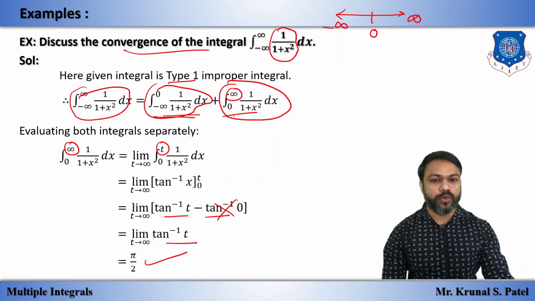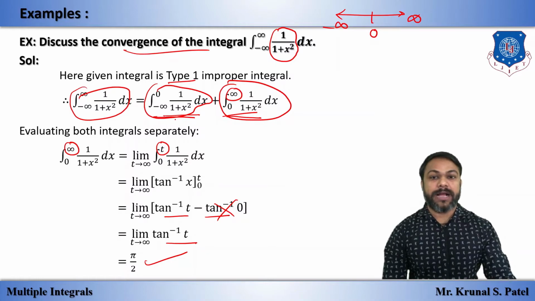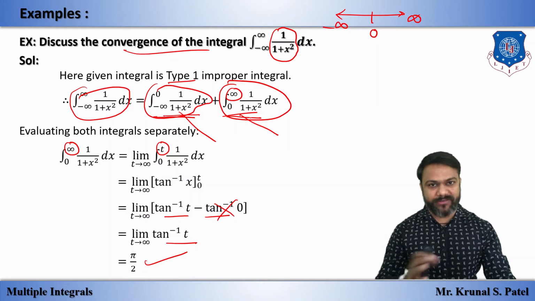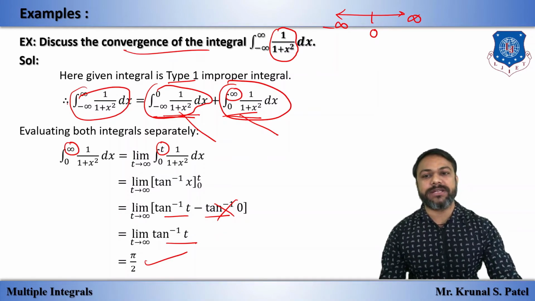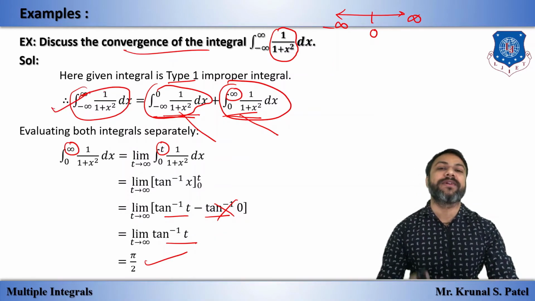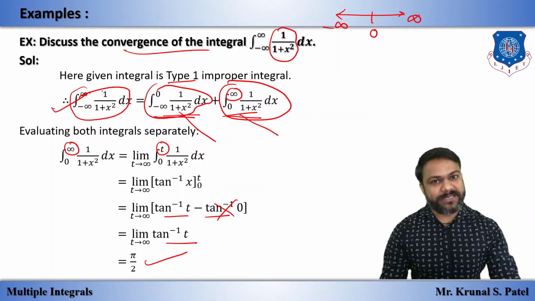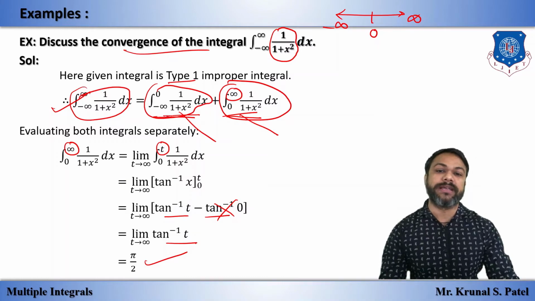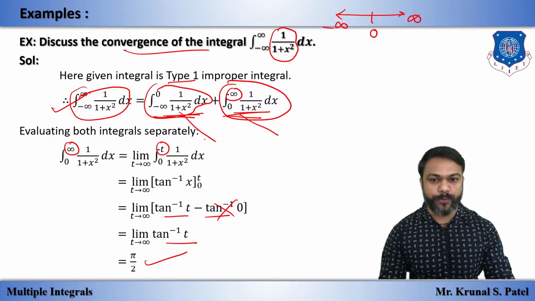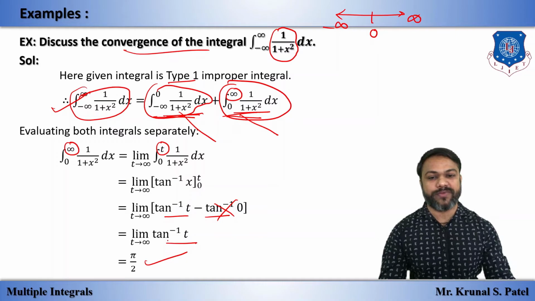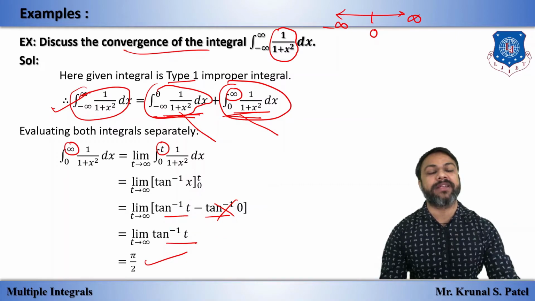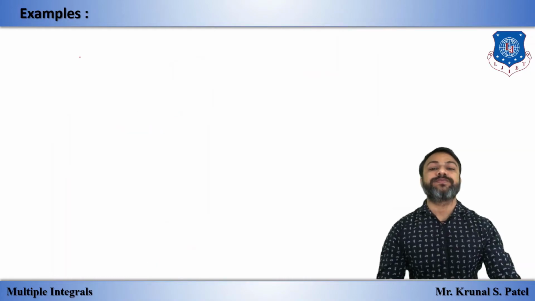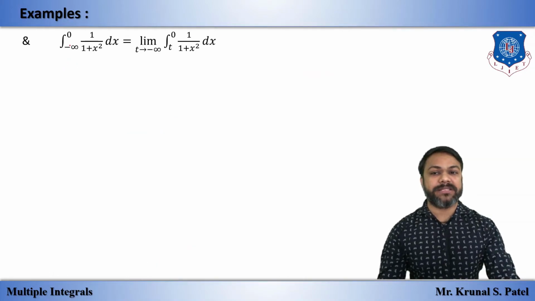Out of these two, if either this or this is infinite, or both are infinite, then original integral is infinite, so given integral is divergent. Okay, so to make this convergent, both integrals should be finite value. So we have one value is finite. Now we will find this minus infinity to 0. Okay, so we will start with minus infinity to 0.